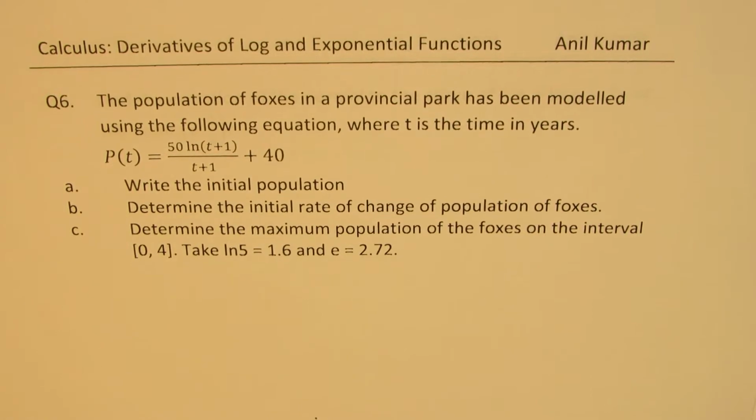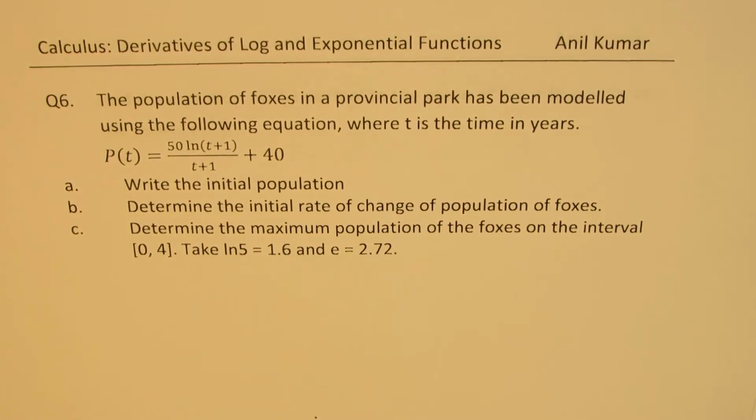Question number 6 here is, the population of foxes in a provincial park has been modeled using the following equation, where t is time in years. P of t equals 50 ln(t plus 1) divided by (t plus 1), plus 40. Part A. Write the initial population. B. Determine the initial rate of change of population of foxes. And C is, determine the maximum population of the foxes on the interval 0 to 4.